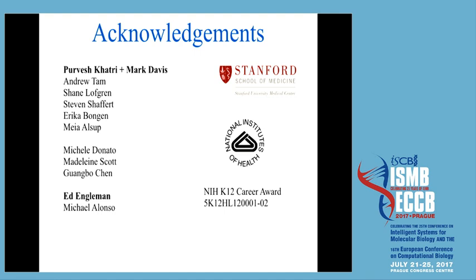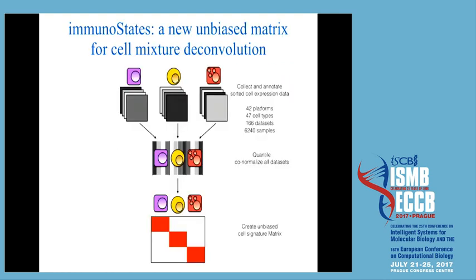Sure. Let me go back to that slide. Yeah, so basically the idea is you collect the samples that you start with, which are sorted cell expression profiles for the cells that you care about. We simply collected them, annotated them. We co-normalized them together simply by using quantile normalization.